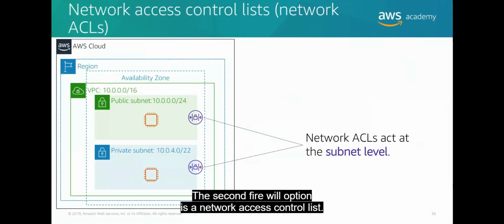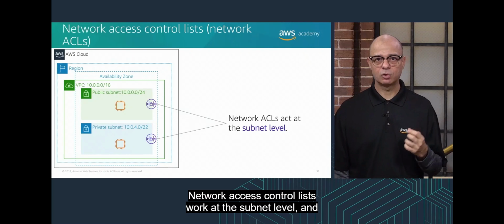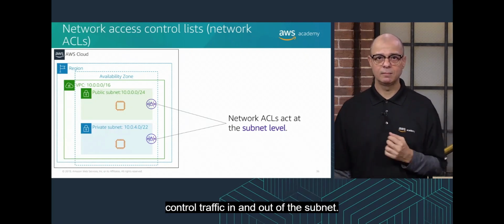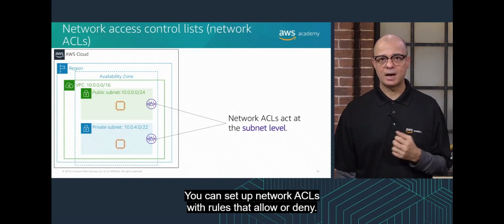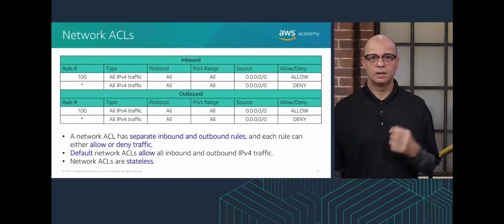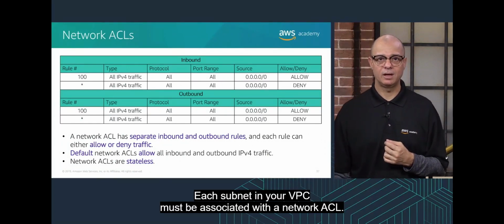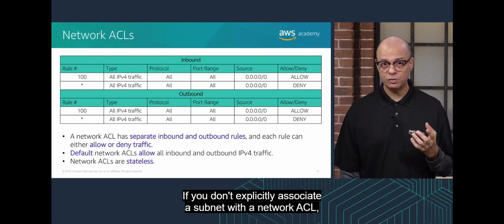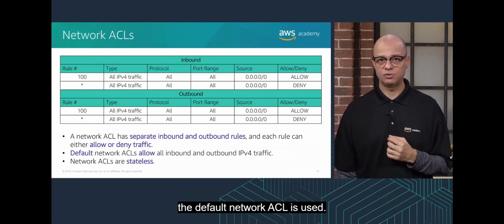The second firewall option is a network access control list. Network access control lists work at the subnet level and control traffic in and out of the subnet. You can set up network ACLs with rules that allow or deny. You can also specify ports and protocols. Each subnet in your VPC must be associated with a network ACL. If you don't explicitly associate a subnet with a network ACL, the default network ACL is used.